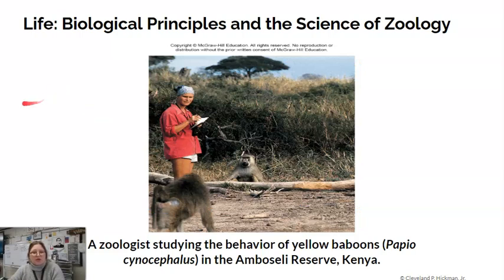All right, this is our first lesson in zoology, so let's look at what a zoologist might do. Zoologists are people who study animals, so a lot of that might be out in the field. This is a zoologist studying the behavior of yellow baboons in Kenya. It's really cool, a lot of field work, some lab work as well.